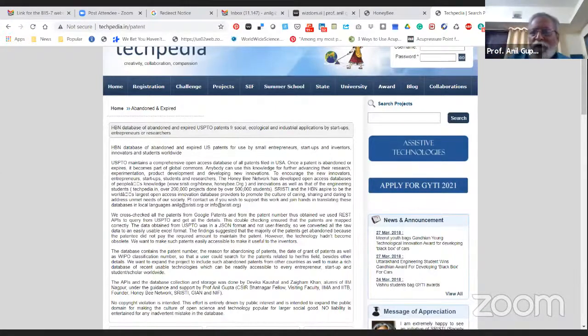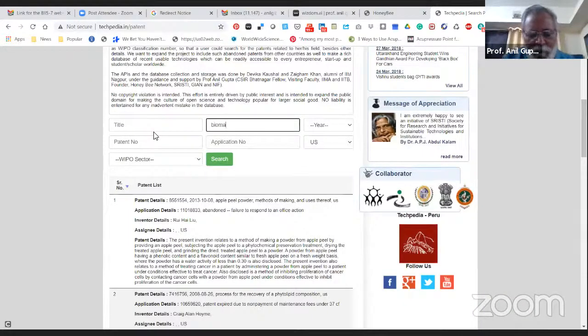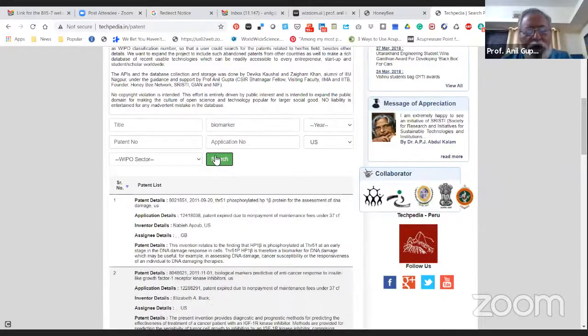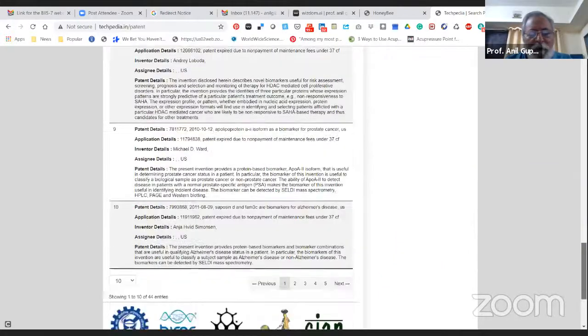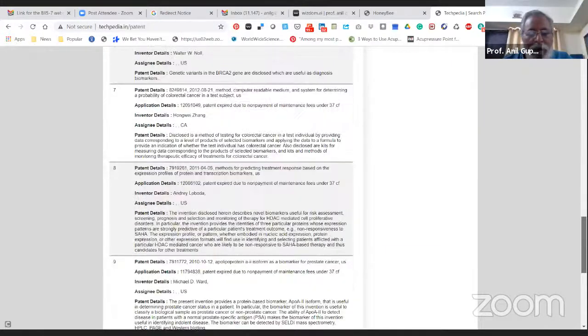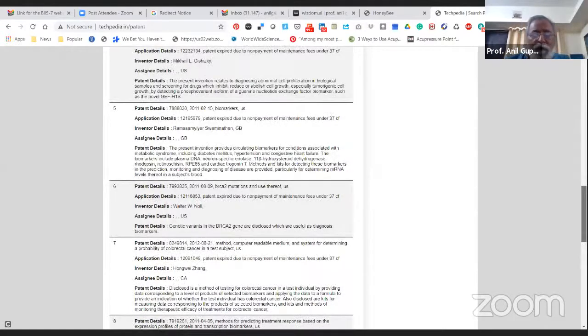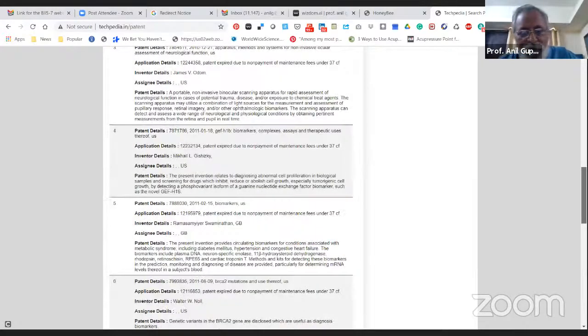Biomarker, for example. Now, biomarker has nothing to do with only these. Biomarkers are there in microorganisms also. So there will obviously be additional information we will have to sift, but biomarkers are in plants also. So there are patents here, biological markers, predictive anti-cancer response to insulin-like growth factor. Now, how many biomarkers have been there? There are about 44 biomarkers. Some of them may deal with plant-based substances, or they could be biomarkers for disease diagnostic purposes.